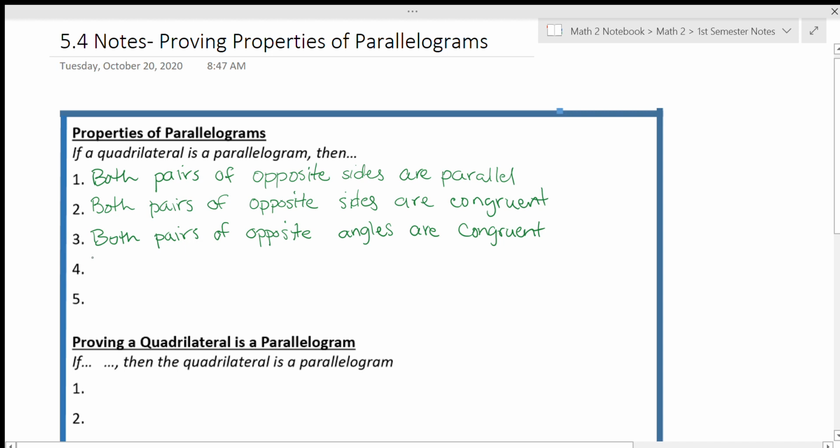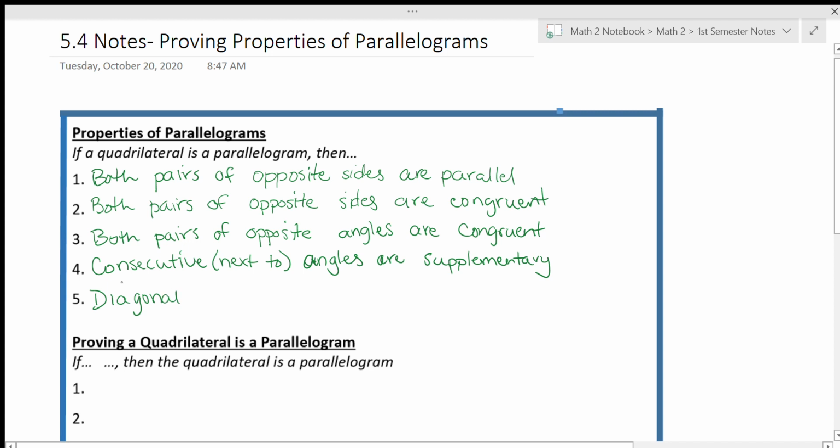Consecutive angles are supplementary. Consecutive, you guys, means next to, as opposed to opposite, right? Consecutive angles are supplementary. And the 5th property of diagonals bisecting each other. Diagonals bisect each other.